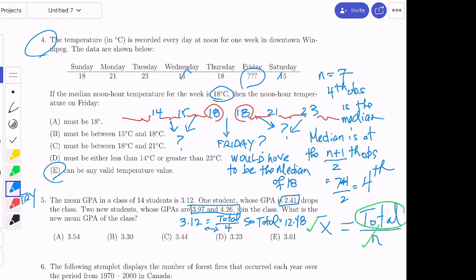Oh, 14, not 4. Thank you for catching that. So 14, not 4. Do that again. So 14, I read 4. So one more time, 3.12, see, I get to test you, times 14 is 43.68. Now what? Now subtract 2.41 and add in those 2 new students.